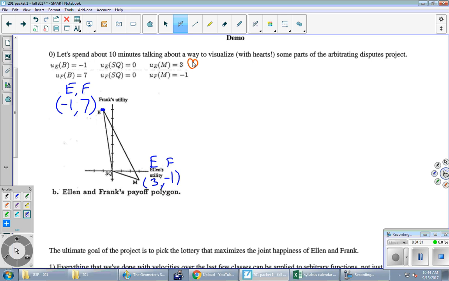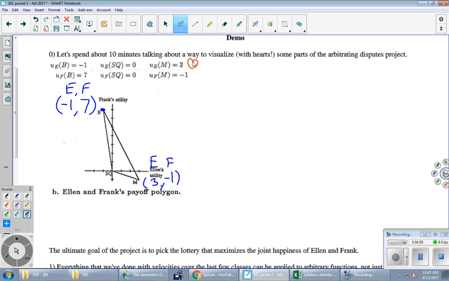To make Ellen as happy as possible, which one are we going to go to? We're going to go to M, because that's the biggest possible value anywhere in this triangle; the biggest possible value for the x coordinate is a 3. Unfortunately, that makes Frank unhappy, and making Frank as happy as possible makes Ellen as unhappy as possible, and therein lies the problem. So how about we do something a little bit more interesting than just say, oh well, we're going to go to the beach and Frank is going to suck it up.